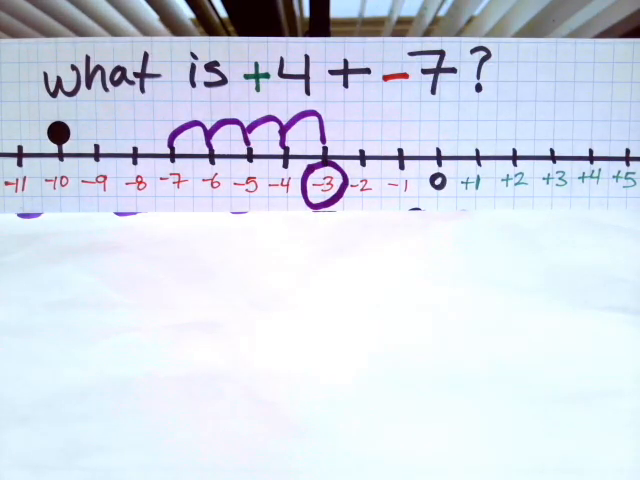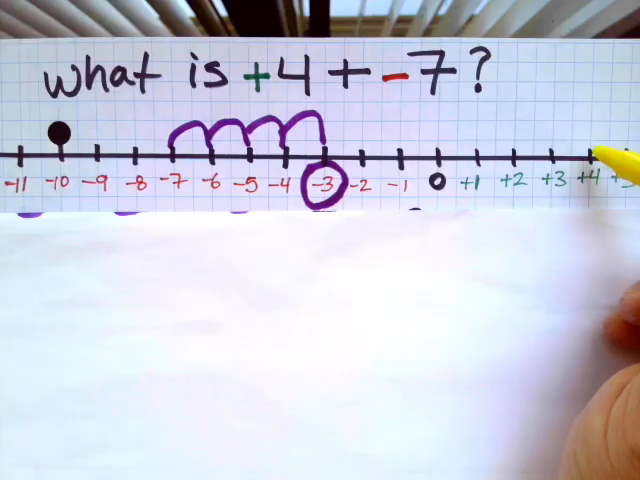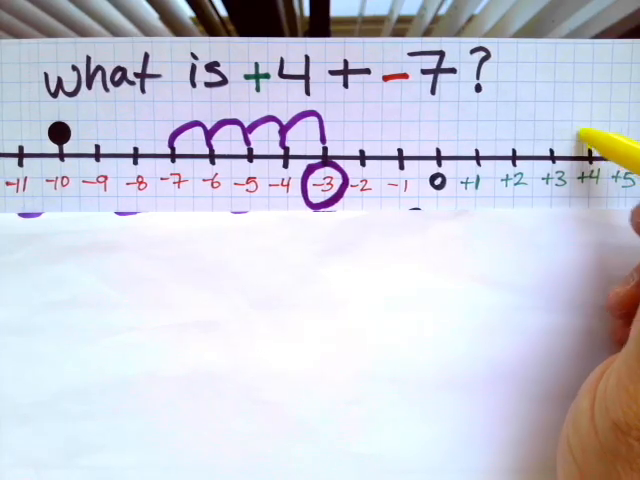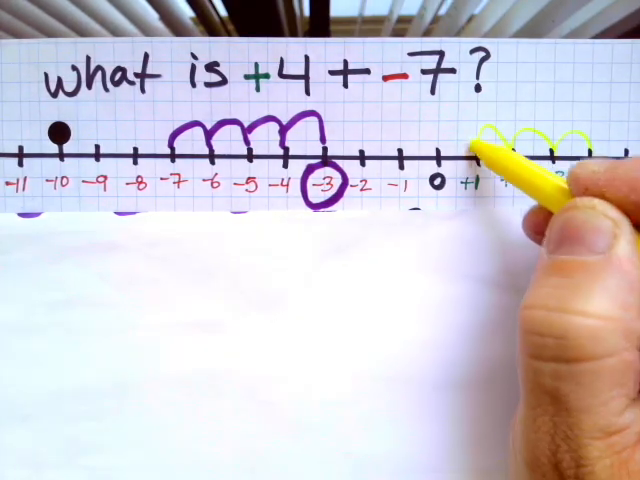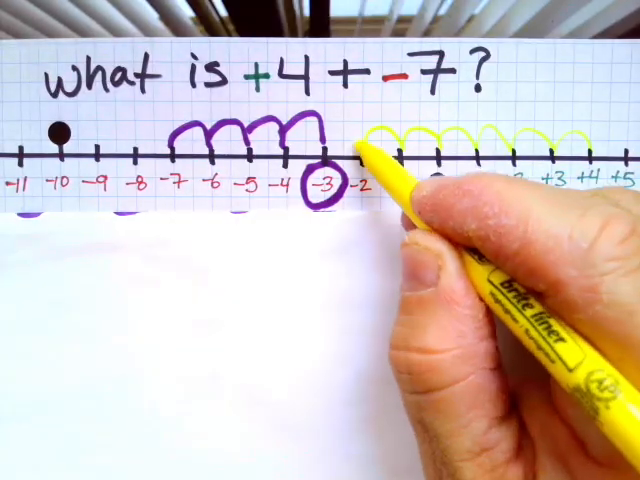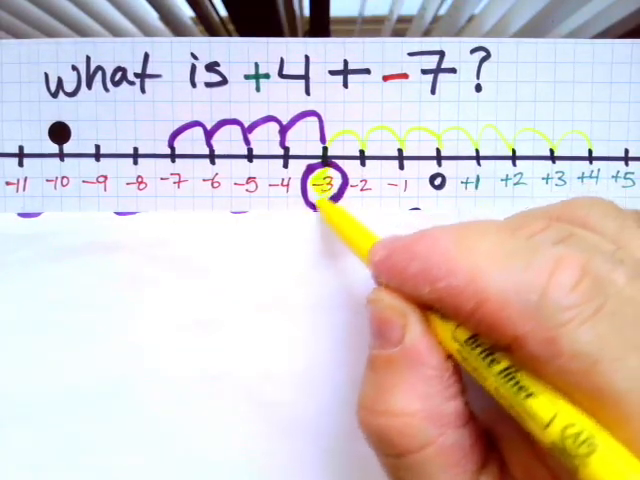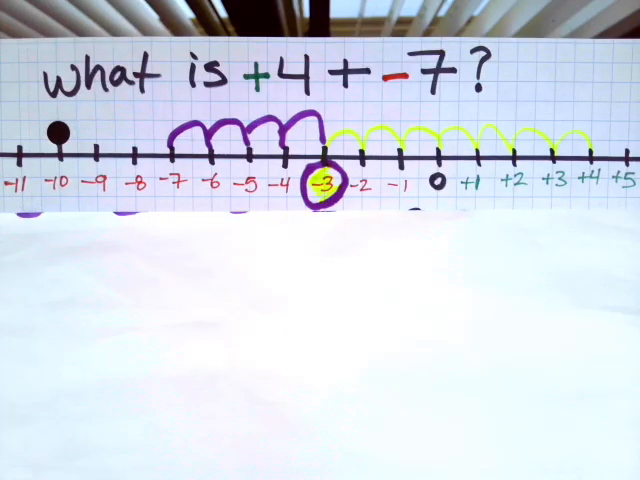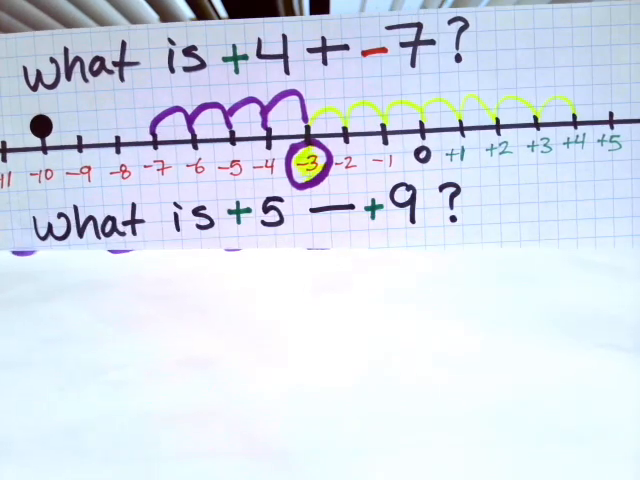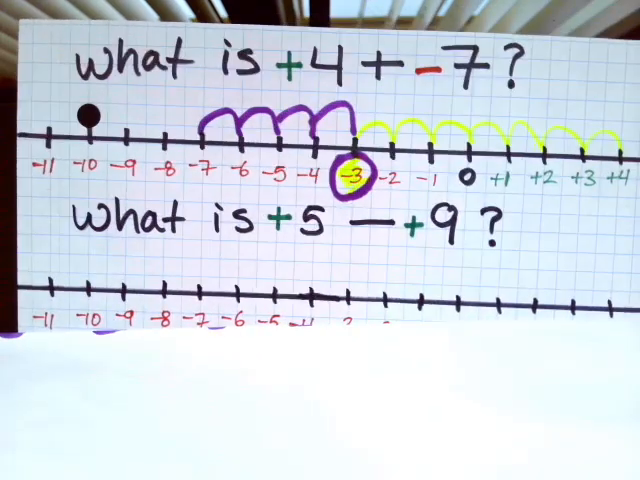But I would like to show you what it looks like when you go in the other direction, starting at a +4 and going 7 in the negative direction. 1, 2, 3, 4, 5, 6, 7. You're going to end up at the same location. Hey, the solution is a -3. Moving on.